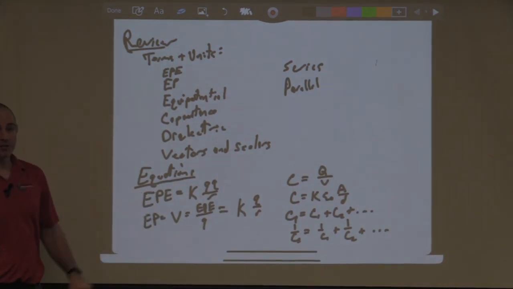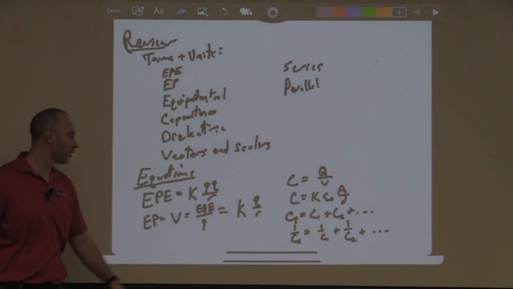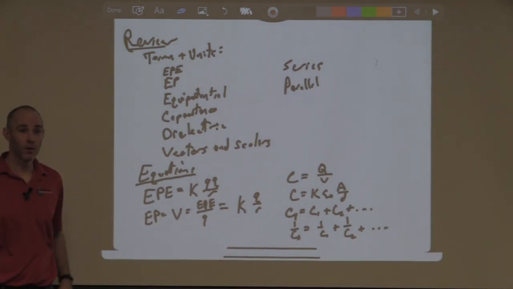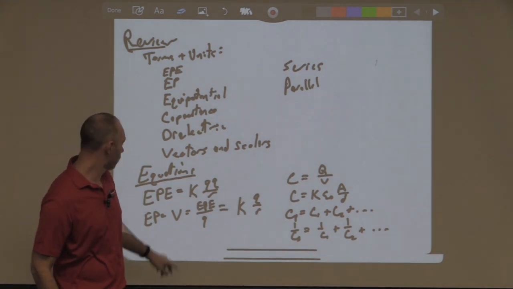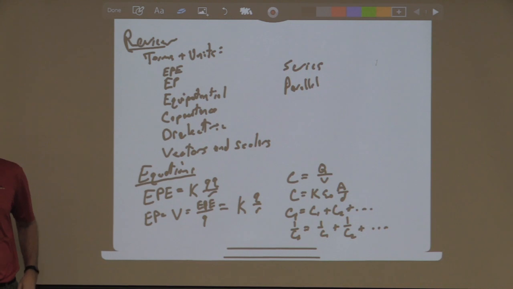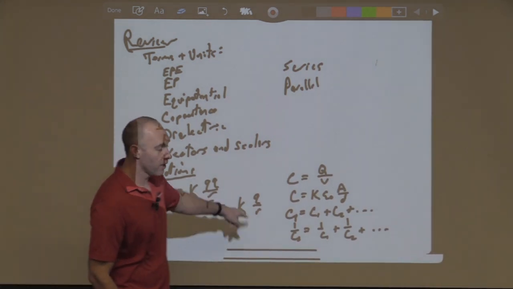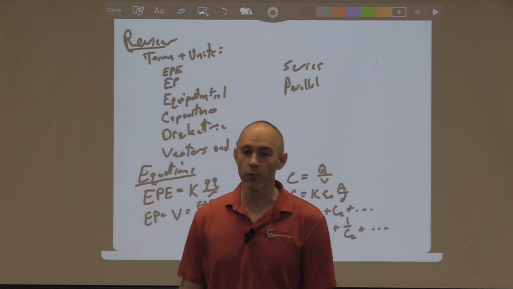Electric potential energy is measured in joules. Electric potential energy per unit charge is measured in volts. That's why we call it voltage. So the voltage, also known as the electric potential, is measured in volts, right? That's the unit. That's joules per coulomb. It can be calculated with kQ over r for a point charge.